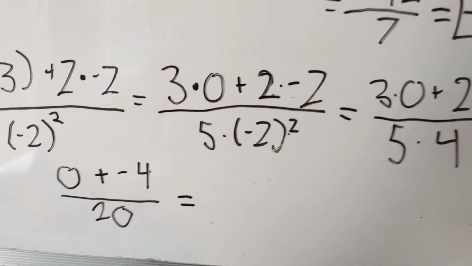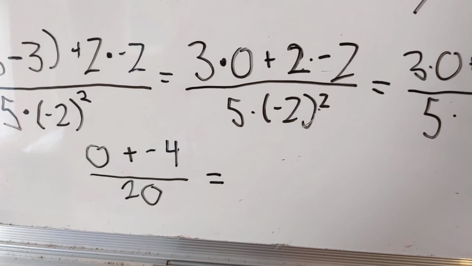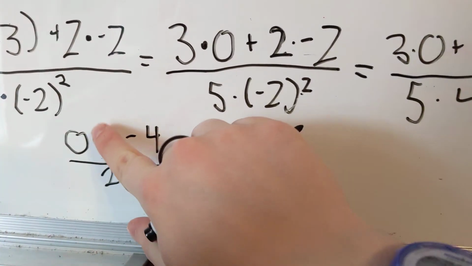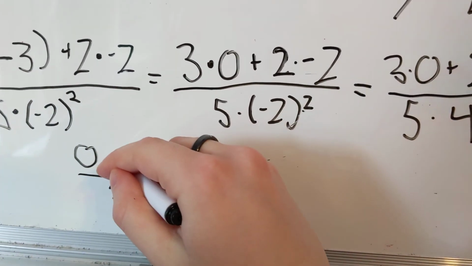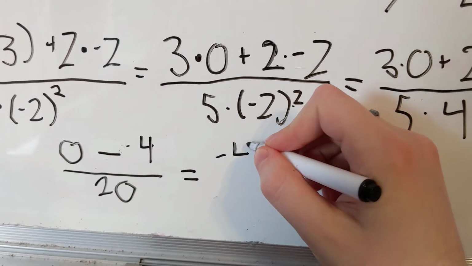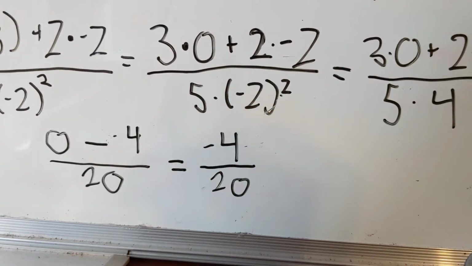We're moving on to addition. We have 0 plus negative 4, which can be a little confusing because you have a plus and a minus next to each other. But remember that anytime you have a plus and a minus, you can go ahead and replace that with just 1 minus. Now 0 minus 4 is negative 4. And our denominator is 20.